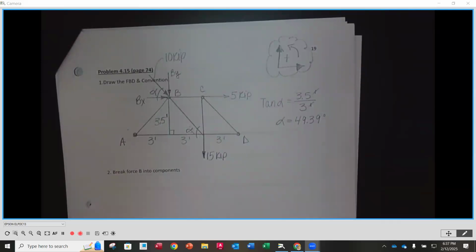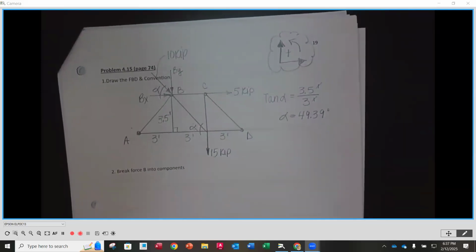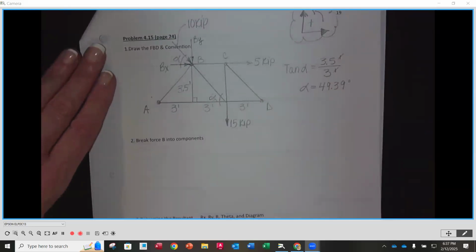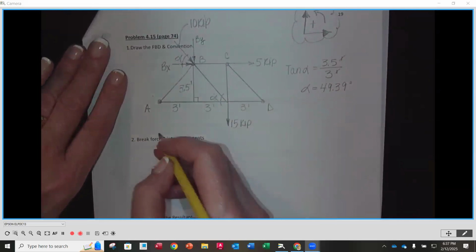So that'll be the angle that we use then to find the components of Bx and By, and that's our very next step. If there weren't forces at an angle here, we wouldn't have to worry about it. So go ahead and do your X and Y components for B.